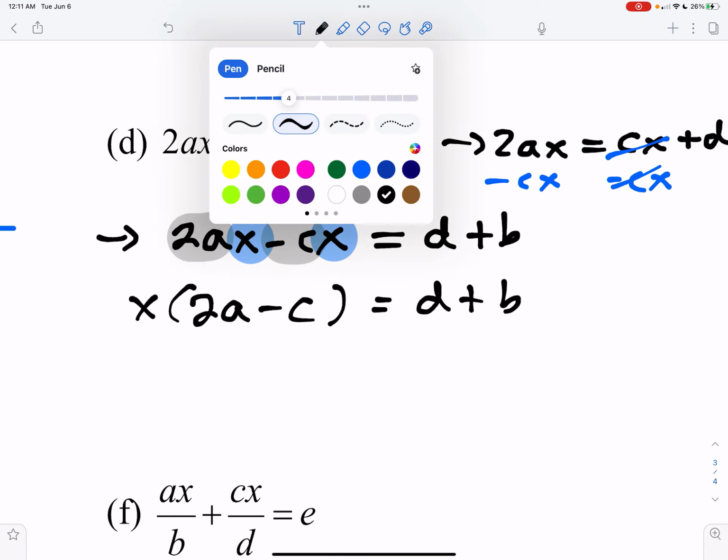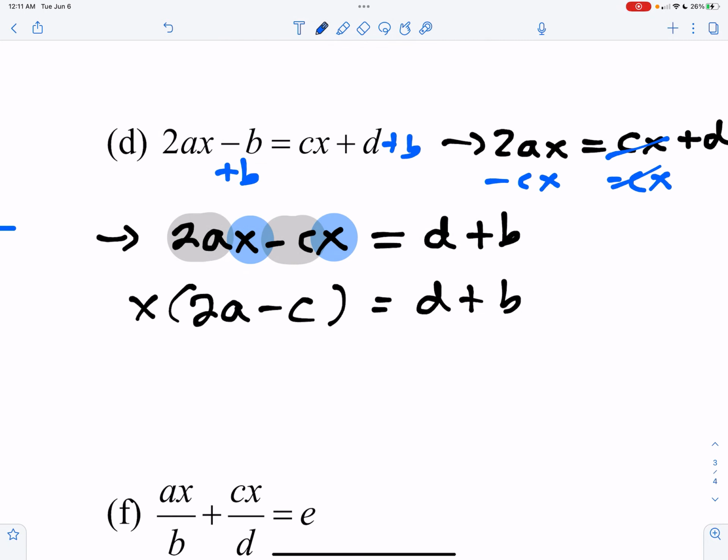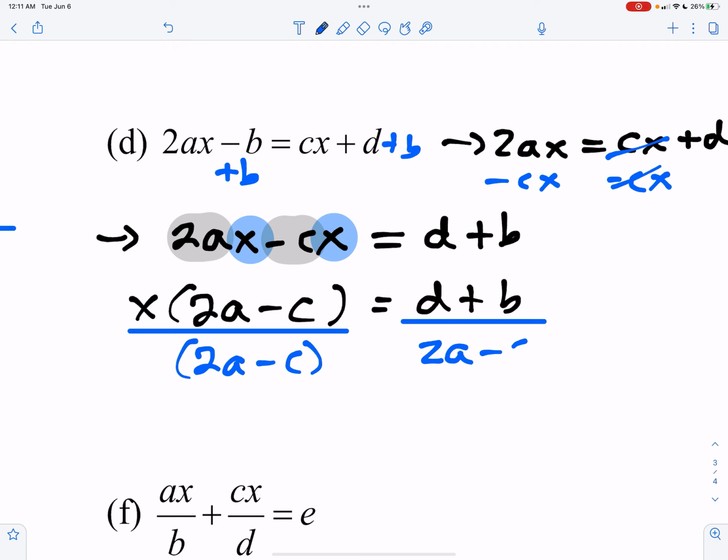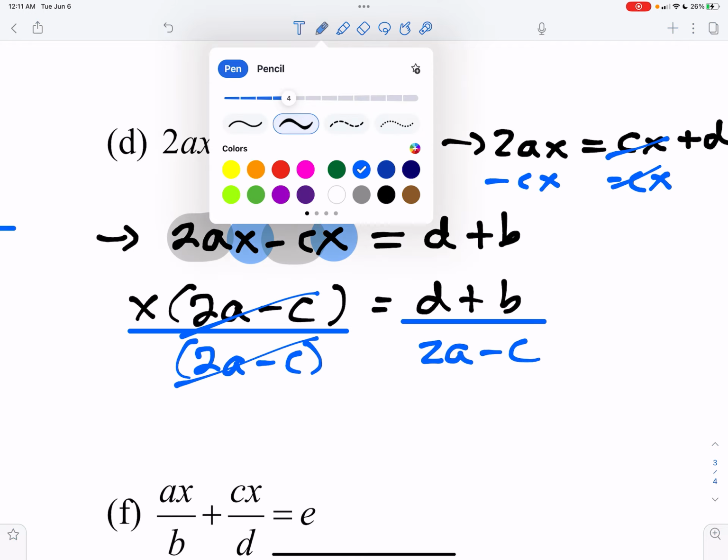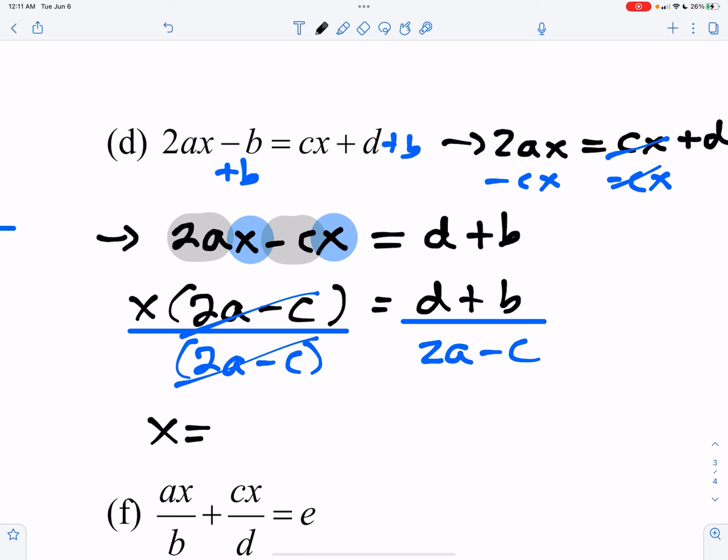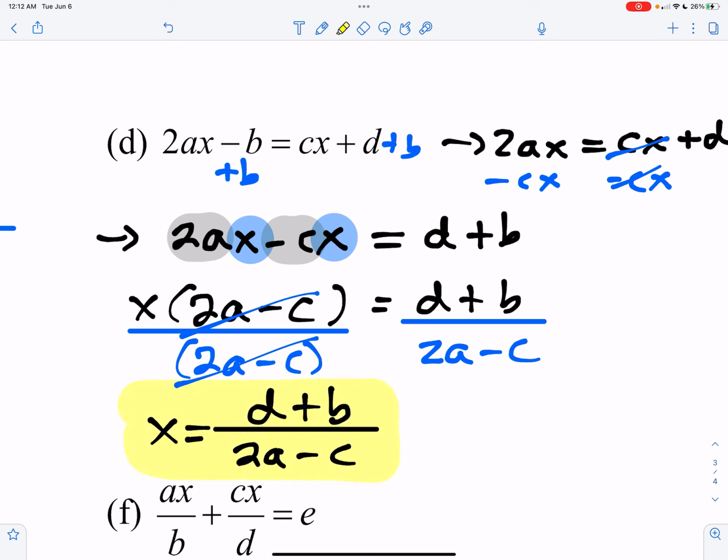One last step, ladies and gentlemen, get the x by itself, and we're going to divide by 2a minus c. And therefore x equals d plus b over 2a minus c.